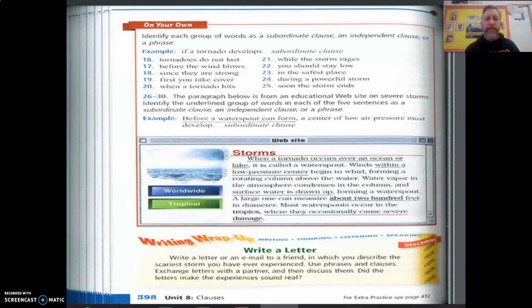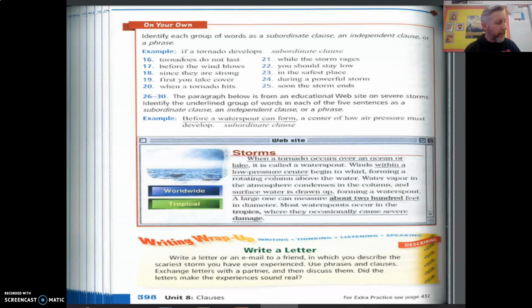All right, I'm assuming you did 16 to 25 by now. So 16 was an independent clause. 17 was a subordinate clause. 18 subordinate. Notice the subordinating conjunctions in front. Number 19 was an independent clause, stands alone as a sentence. Number 20, when a tornado hits. Yeah, what happens when a tornado hits? You didn't tell me. That's a subordinate clause.